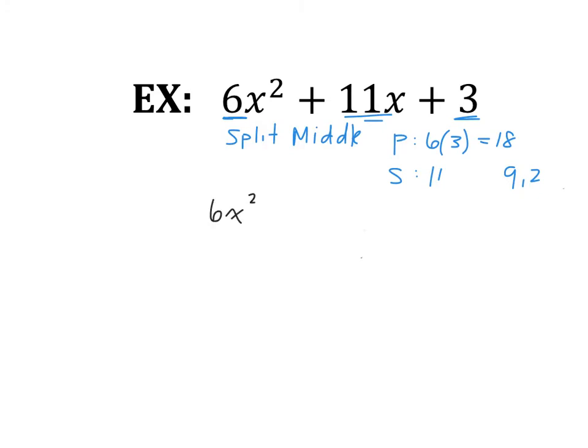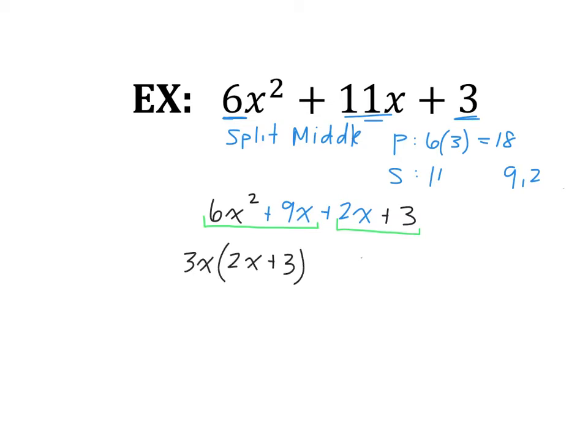So it becomes 6x squared plus 9x plus 2x, those two numbers that we came up with, and then the plus 3. And now what we do is we group. We group the first two, we group the second two, and we take the GCF. GCF out of that first group, we're going to have a 3x, and we're left with 2x plus 3. The second group, 2x plus 3, they don't have anything in common besides 1. So I'm going to pull a plus 1 out, and we're left with 2x plus 3.